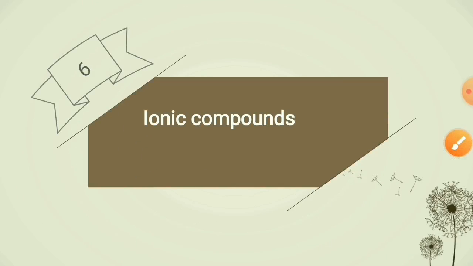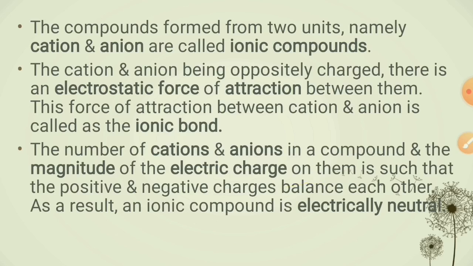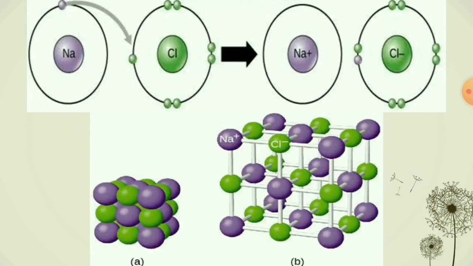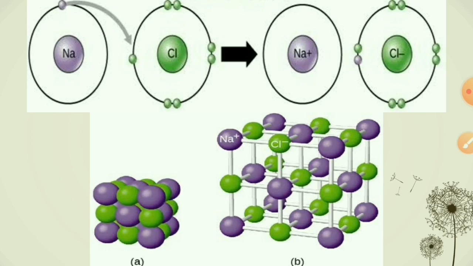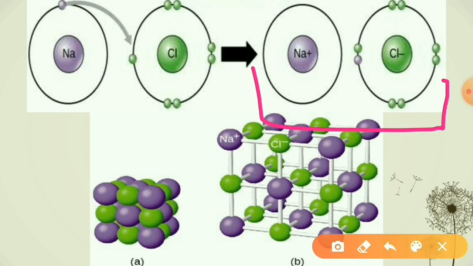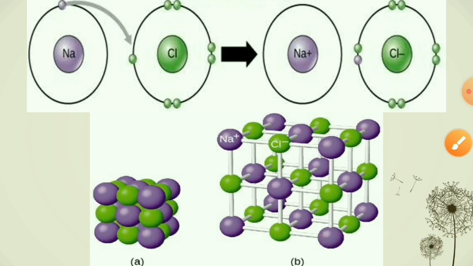Next is ionic compounds. The compounds formed from the two units, namely cations and anions, are called ionic compounds. You can see here this is the cation and this is the anion. The cation and anion being oppositely charged, there is an electrostatic force of attraction between them. This force of attraction between cation and anion is called the ionic bond. You can see here the ionic bond present between them.